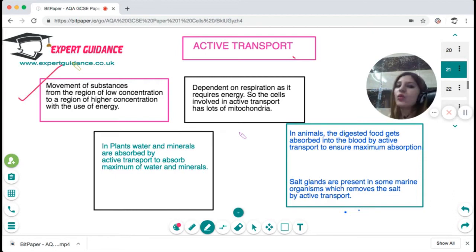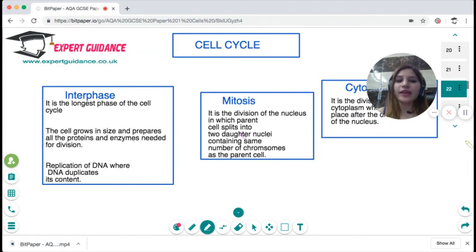In plants, active transport takes place in the roots, where water and minerals need to be absorbed against the concentration gradient so that maximum water and minerals can enter the plant root. And in animals, at times the digested food, even after proper diffusion, needs to be absorbed more so that maximum absorption takes place. So there active transport plays a role. And some marine organisms have a lot of salt develop in their body, so they expel that excess salt by the salt glands, which work by active transport. Okay, so I hope the movement of substances in and out of the cell is clear to you.